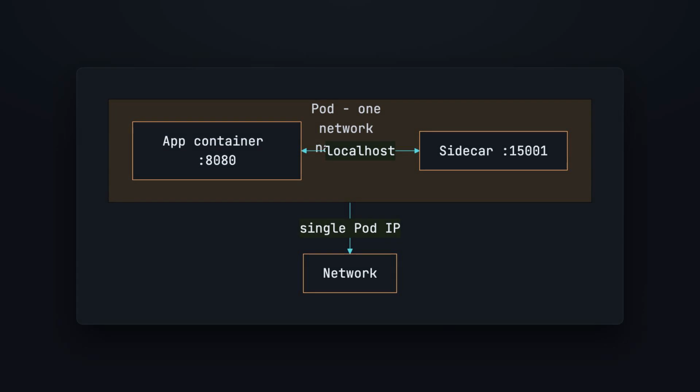Now zoom into a single pod. A pod is not one container in isolation. It is a group of containers that share the same network namespace. That means they all share one IP address and one set of ports. Containers inside a pod talk to each other over localhost, just like 2 processes on the same machine. This is why a sidecar container can proxy traffic for your app without any special routing.